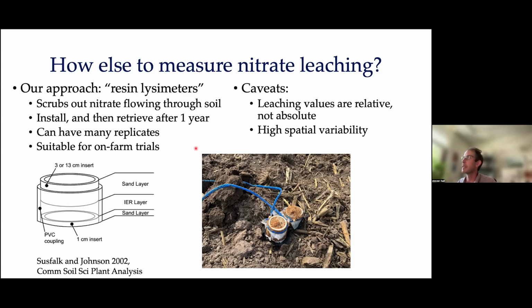Want to highlight though some of the caveats, right? These are noisy data sets. Arguably, this is maybe giving us a relative value of nitrate leaching, not necessarily absolute. We know that when we install these little tubes in the soil, we're altering the soil physics to some extent. So we may not get the same kind of drainage through this lysimeter that we would under natural conditions. We can also have really high spatial variability, right? Because these are pretty small. But with those caveats accepted, if you get enough of these out there, maybe they'll tell you something useful.